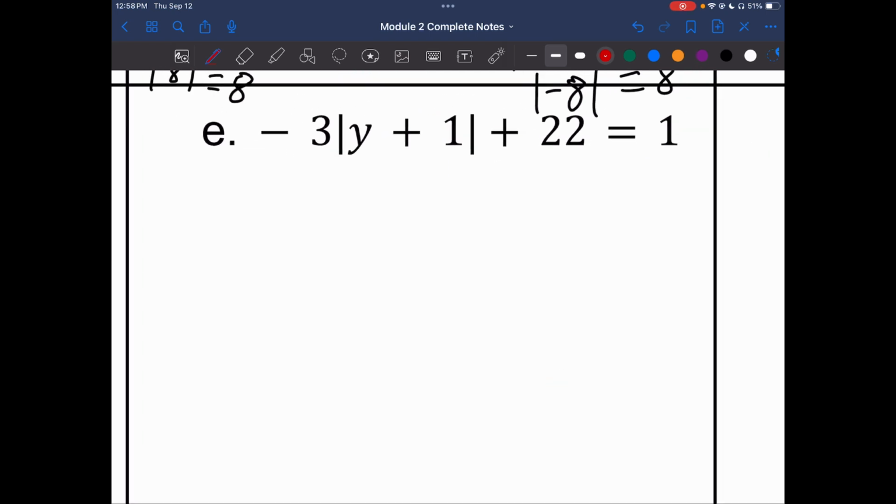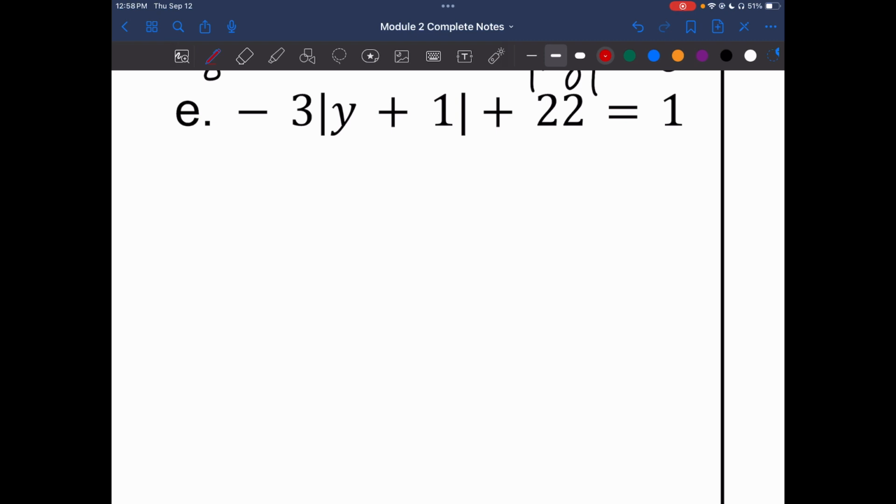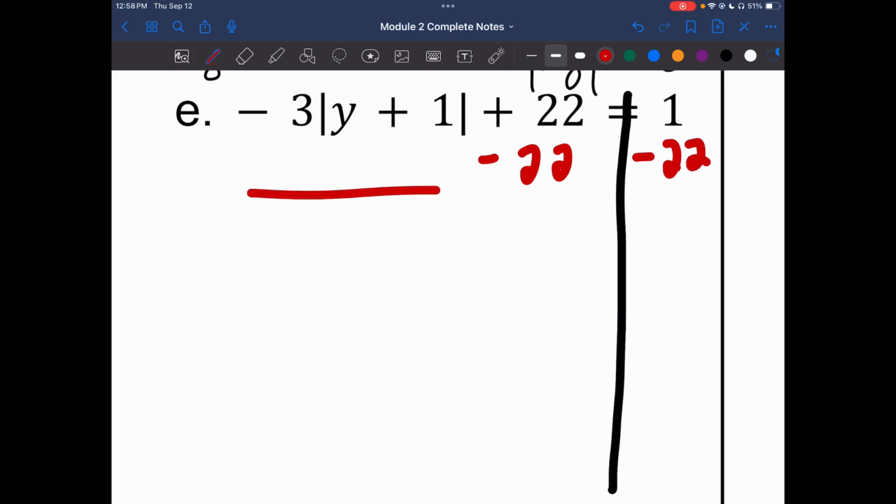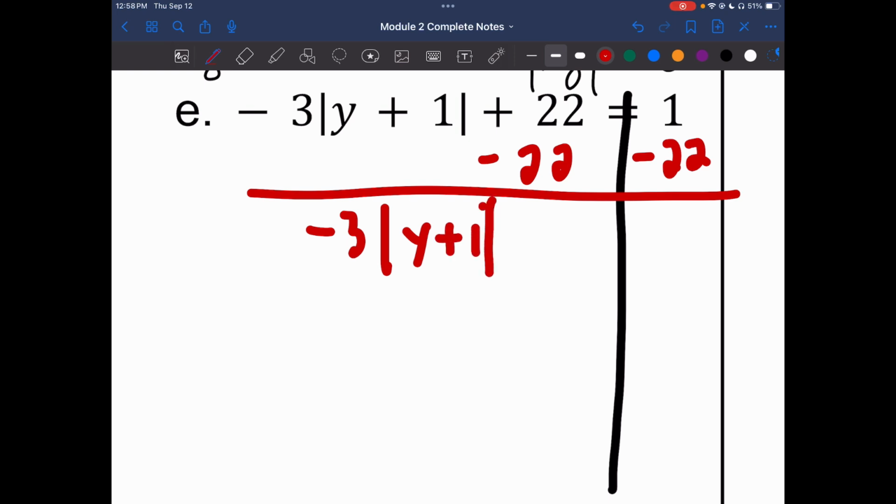Again, our first step, we are isolating the absolute value. Now, this is the first time we're going to have to actually do some isolating because there's other things that are attached around your absolute value. We've got a plus 22 and we've got a times -3. So we're going to start by subtracting 22 from both sides. We get -3 times the absolute value of y plus 1 equals 1 minus 22 is -21.